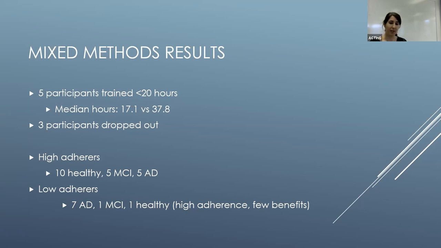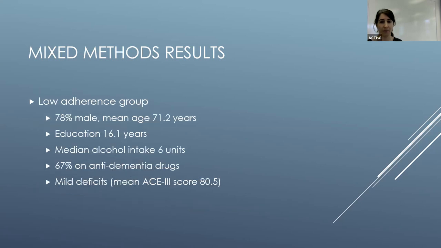And there's one healthy participant that was a bit of an anomaly who had good adherence, but had very few benefits, both quantitatively and qualitatively. So we analysed them with this group because their profile sat better with this group. So in the low adherence group, most of the participants were male, they tended to be older, but they had reasonable years of education. The majority were on anti-dementia drugs, but interestingly, a lot had quite mild Alzheimer's disease. So the average ACE3 score was 80, which isn't too bad, actually.